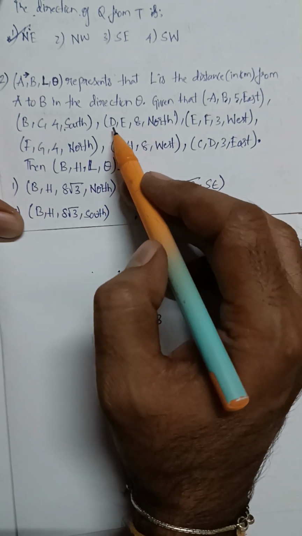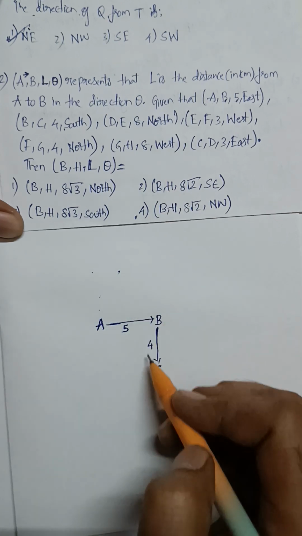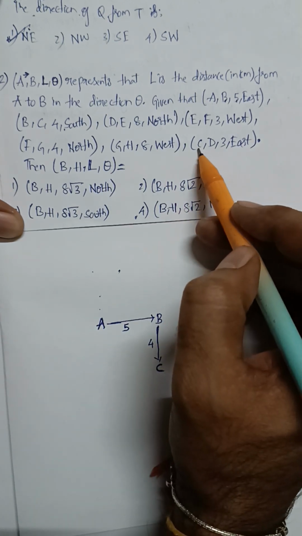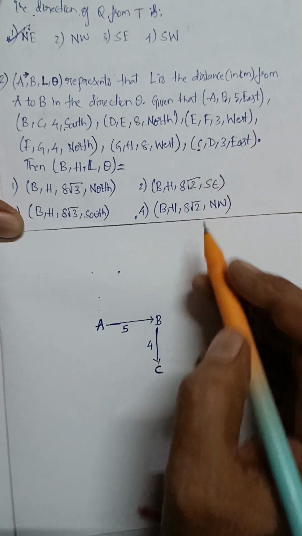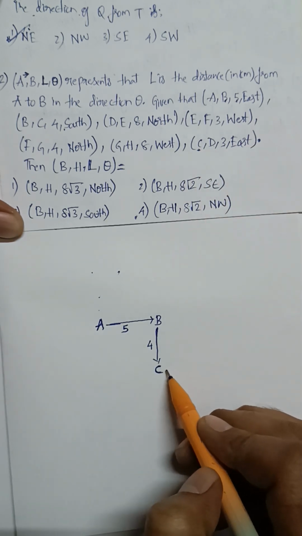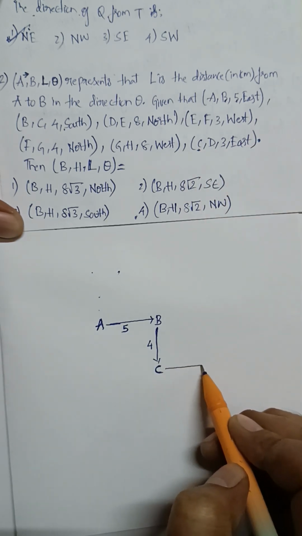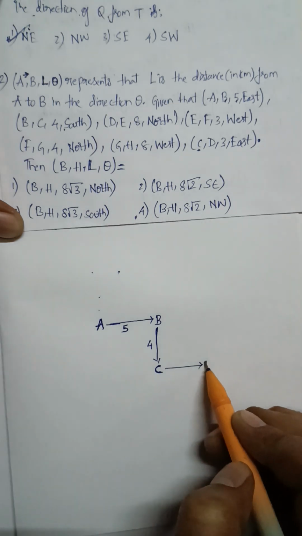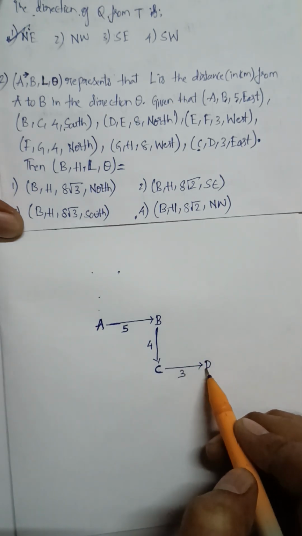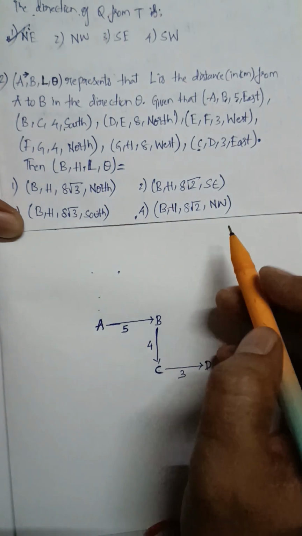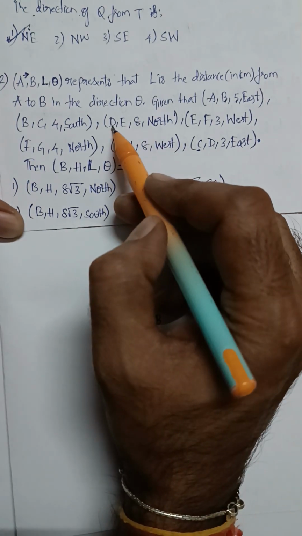Next, what is he telling? D and E information is not there yet. Now C is here. Let us consider this. D is 3 kilometers east of C. D is east of C, that is 3 kilometers. Next, what is he telling? D information is here.